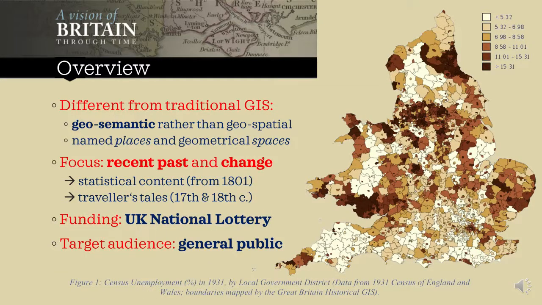It is important to understand the difference between this electronic historical atlas and a traditional GIS. They are geosemantic datasets, not simple spatial surveys. We are dealing with named locations and geometric spaces or surfaces. The focus is on changing the space and the use of space in the near past. Robust statistical and geometric data collection begins at the beginning of the 19th century, while travel experiences in written form from the 17th and 18th centuries are projected onto the later maps.